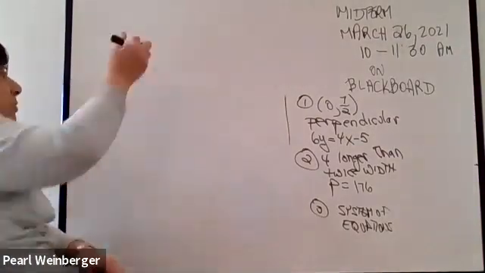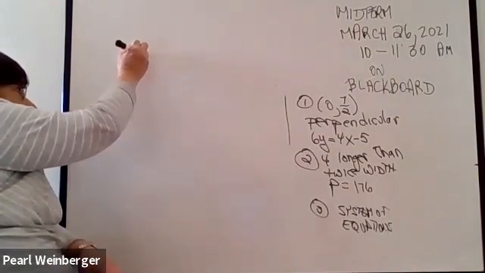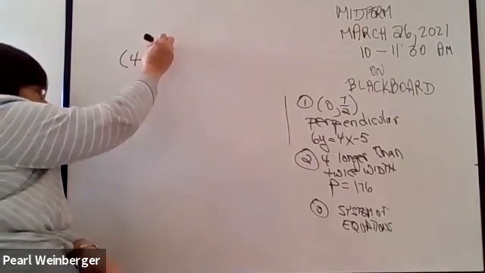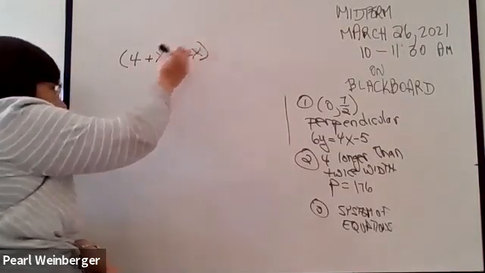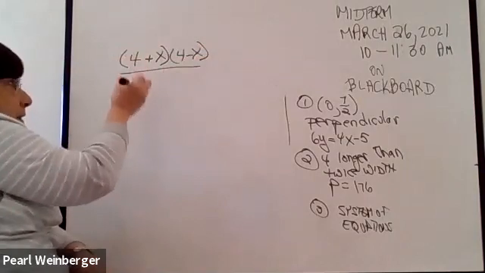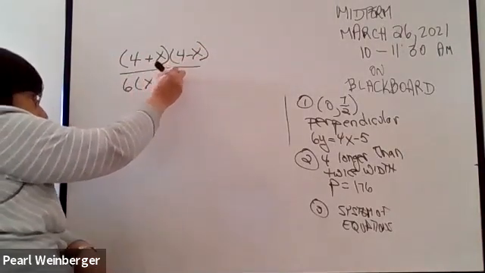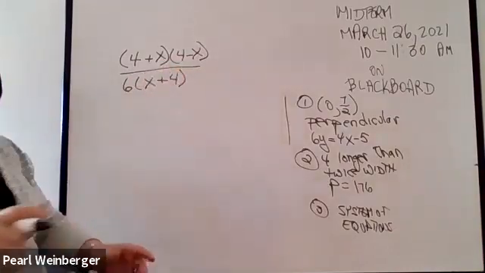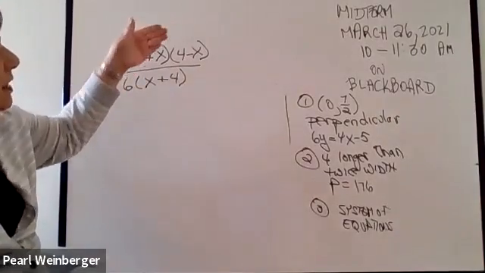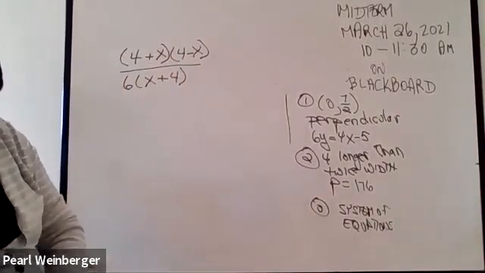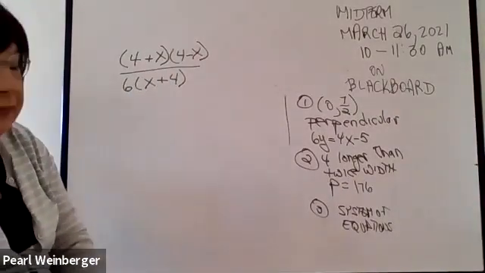Suppose I had factored something and I had gotten 4 plus x over 4 minus x times 4 minus x over 6 times x plus 4. Let's say that is what had come out of this. In other words, suppose it had been 16 minus x squared. And I asked myself, can I reduce it?